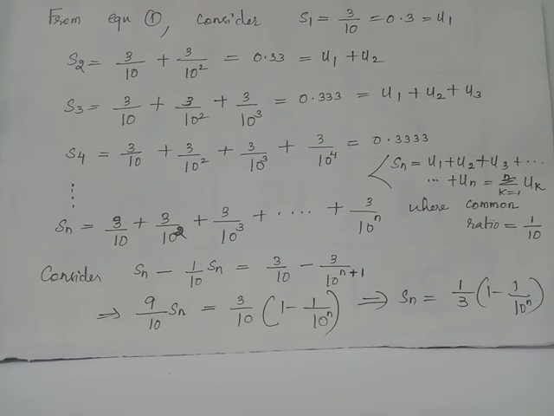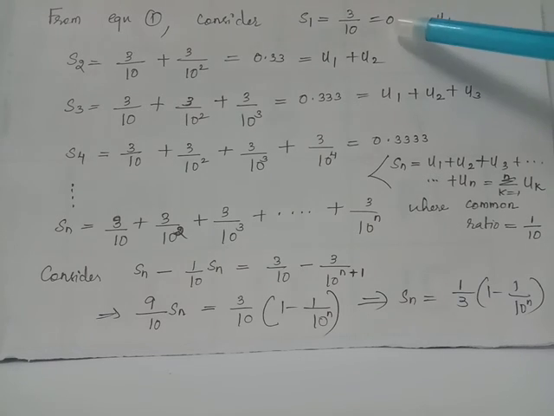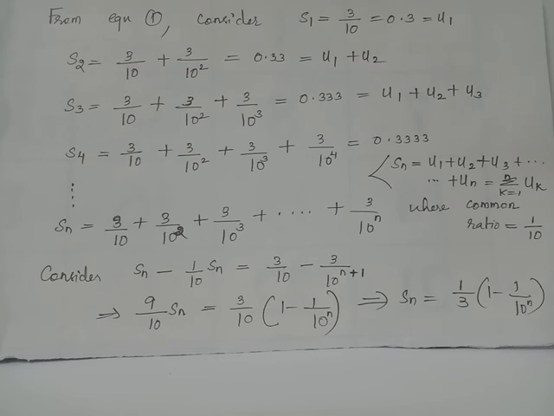For the infinite series that we had considered, which is 3 by 10 plus 3 by 10 square plus 3 by 10 cube plus etc. up to infinite terms, the sequence of partial sums will have first term 0.3, second term S2 which has the value 0.33, third term S3 which is the sum of U1, U2 and U3 which has the value 0.333 and so on.